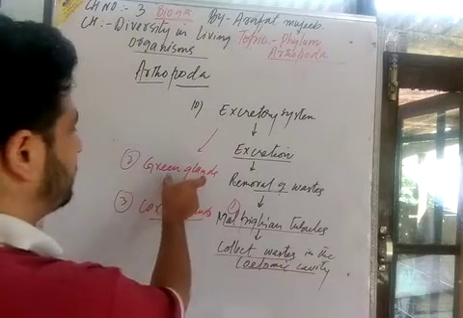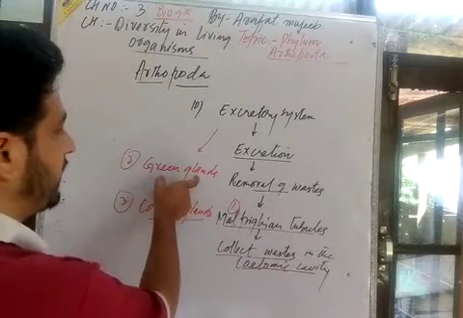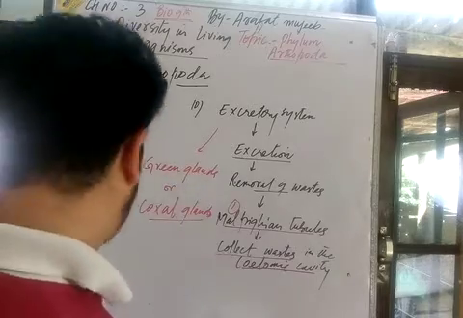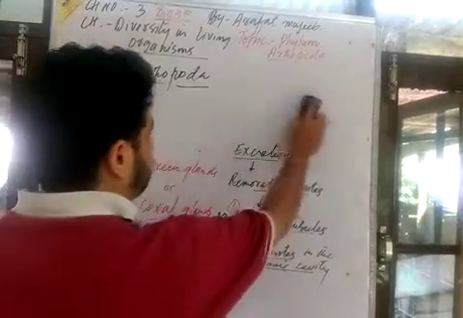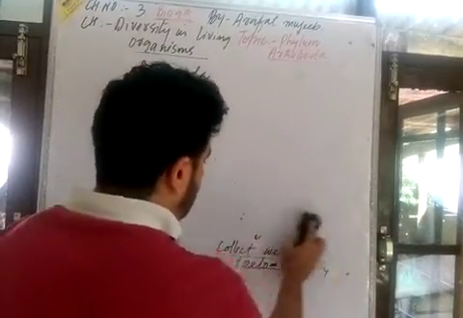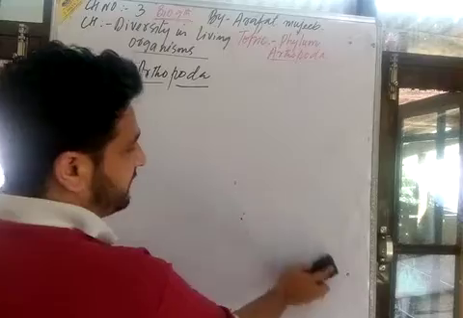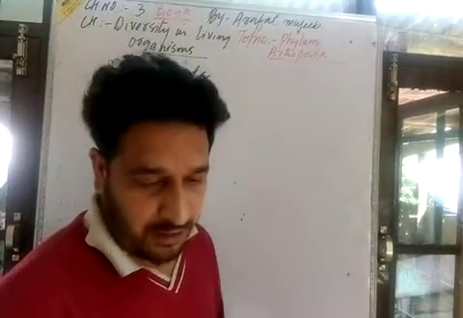And they have the presence of green glands, or the coxal glands. They are present as the excretory organs in them. And they function as the nephridia, जो हमारे किडनी में nephridia units होता है वैसे ये काम करते हैं.